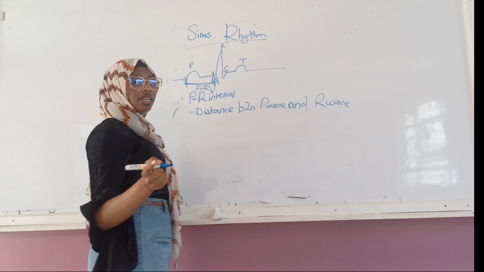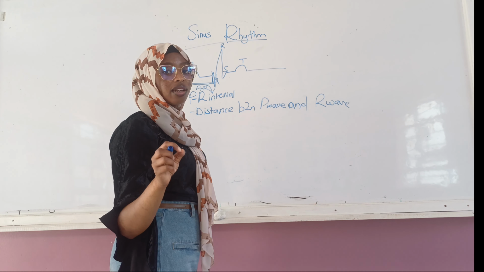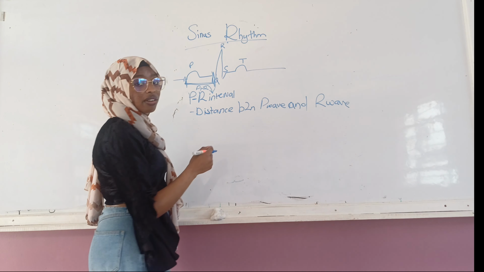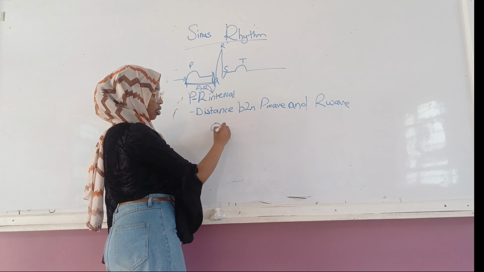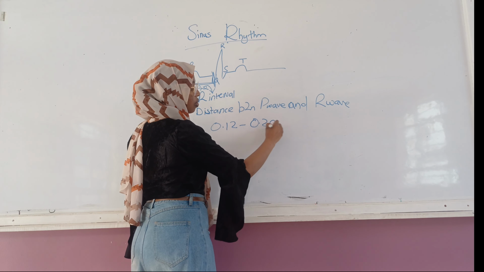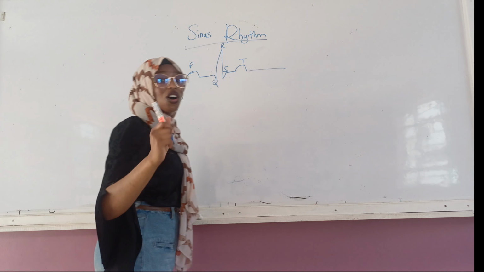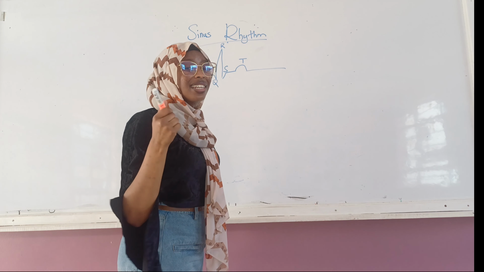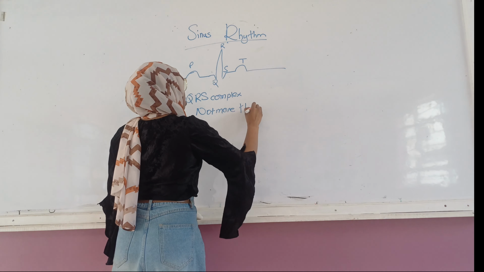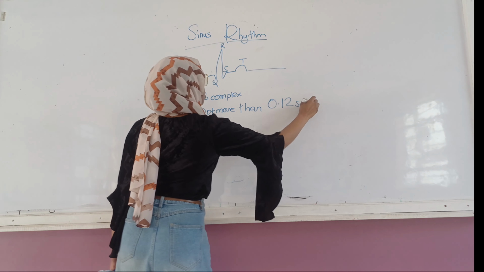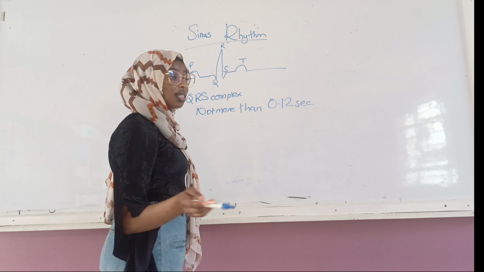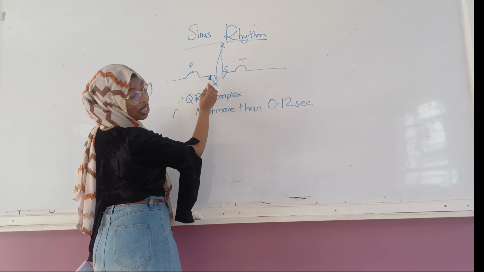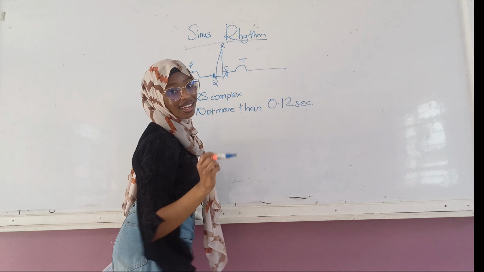Keeping in mind that one small box in the graph represents 0.04 seconds, the normal PR interval should be 0.12 to 0.20 seconds. Always, and I say always, there should be a QRS complex right after the P wave. The QRS complex should not be more than 0.12 seconds. That's 3 small boxes. If you want to identify the QRS complex, you measure from where the Q wave starts until where the S ends.